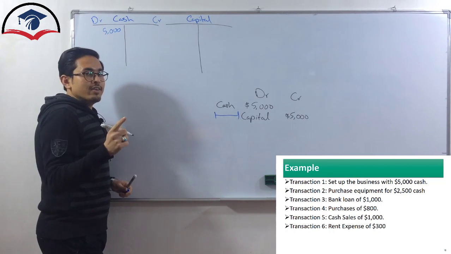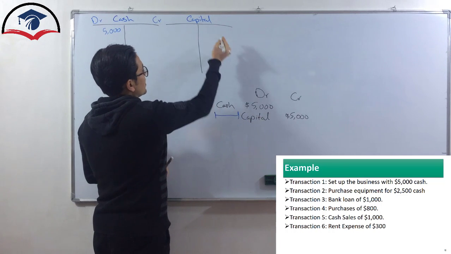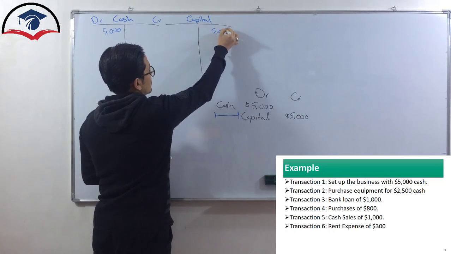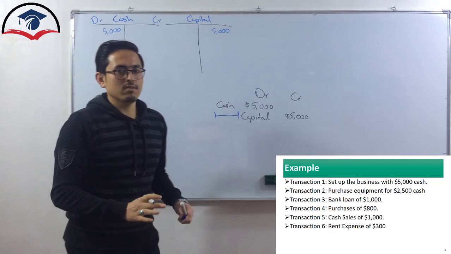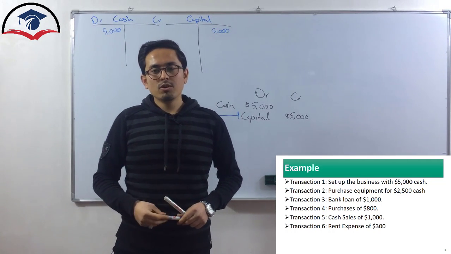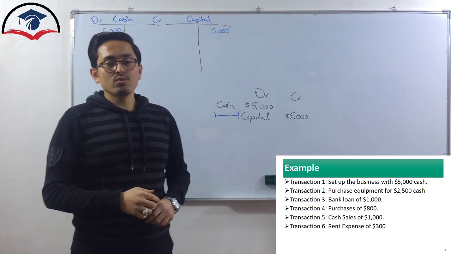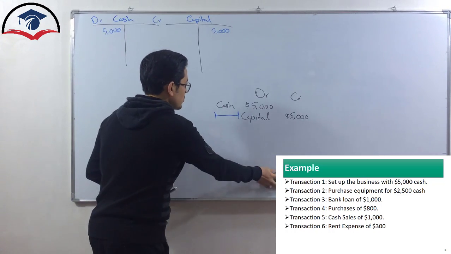$5,000. And the next point is, $5,000 capital has been credited. $5,000 credit. This is it. Go to the second part. Purchased equipment for $2,500 cash.